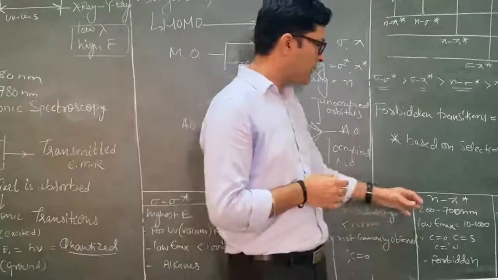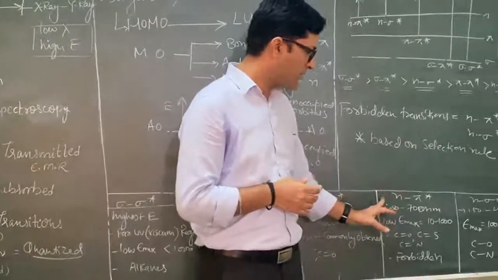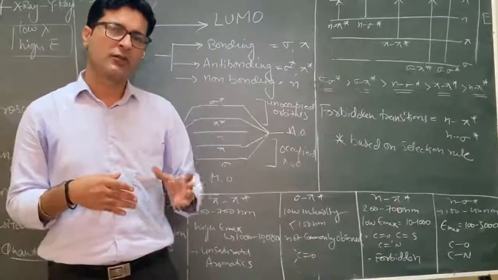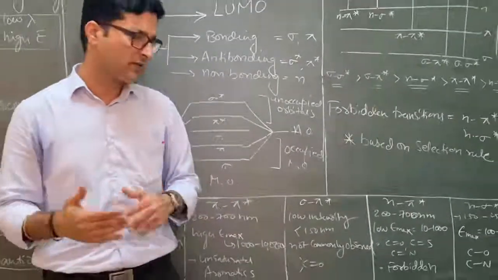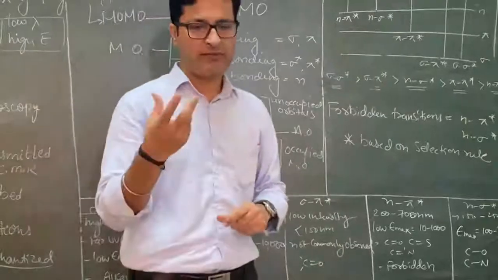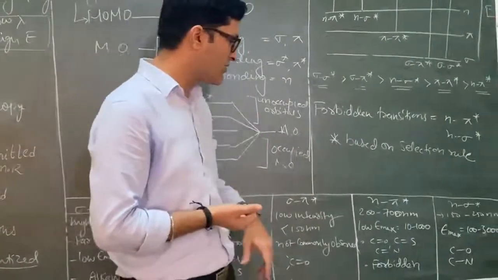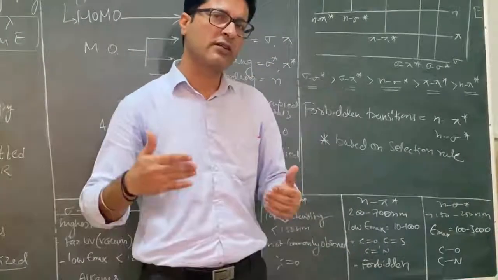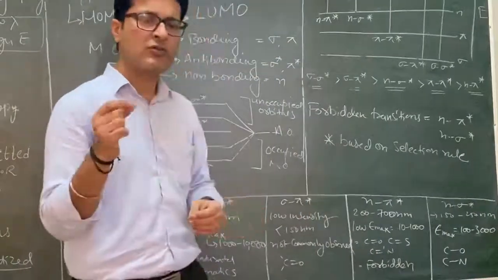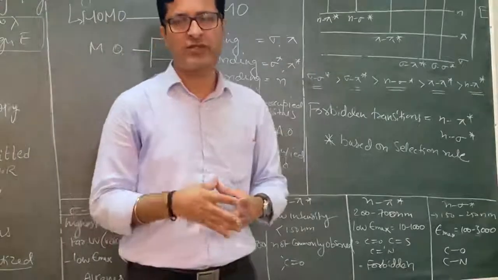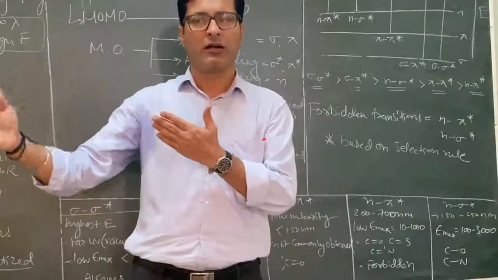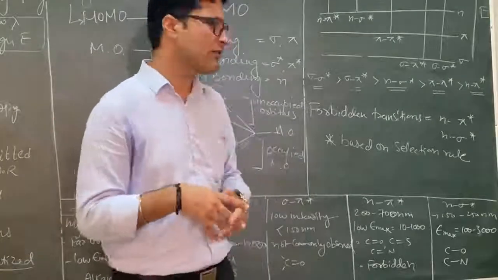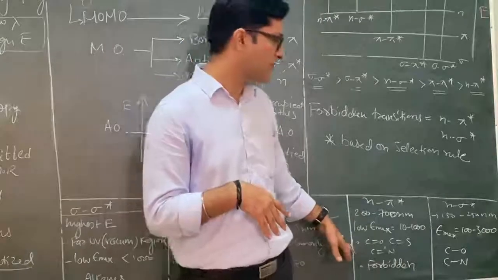And the fourth is the n to pi star transition. n to pi star transitions generally have very low intensity, with Emax values of 10 to 1000, and as we discussed earlier, they are forbidden transitions. They can be observed between 200 and 700 nanometers, and all compounds in which a heteroatom is attached to carbon via a double bond or triple bond can show such n to pi star transitions.